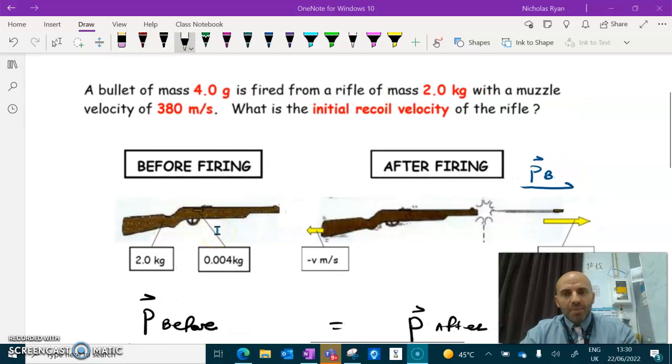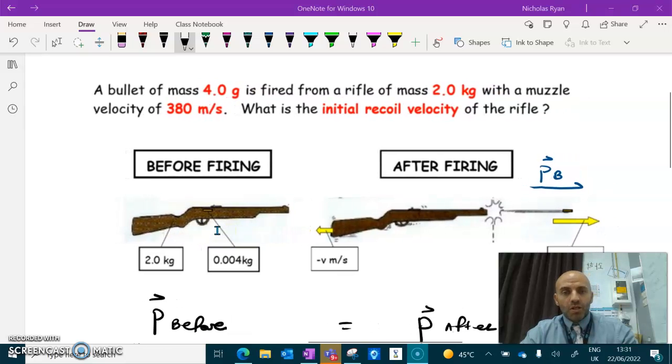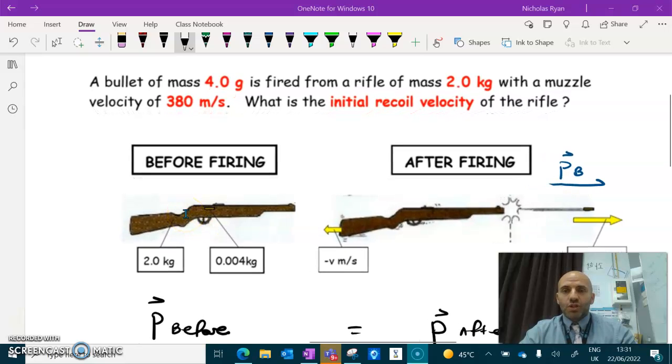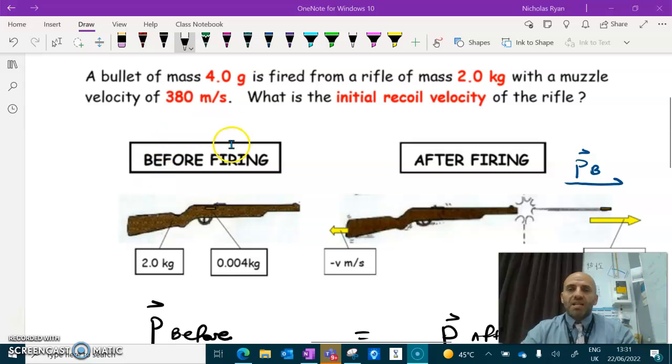Okay, so this is an example of a momentum question where there is a total momentum of 0, which seems a bit strange. You've got a bullet of mass 4 grams. It's fired from a rifle of mass 2.0 kilograms with a muzzle velocity of 380 meters per second. And they want to know what the initial recoil velocity of the rifle is going to be.